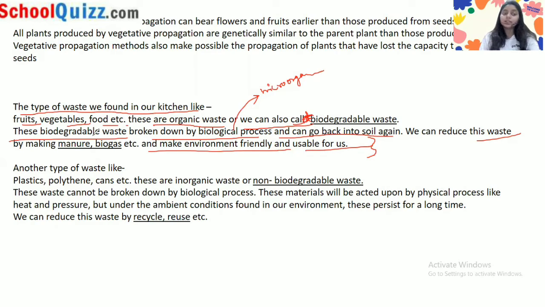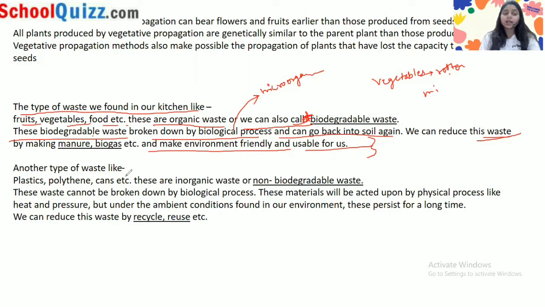So this waste is broken down by the biological process. You can see the vegetables and the peels. Peels of the vegetables, after some time they rot. So why is it rotten? Because of the breakdown by the biological process, because of the microorganisms, the bacteria, fungi, and it can go back into the soil again. We can reduce this waste by making manure and biogas. We can make manure from this biodegradable waste, right? And make it environment friendly and usable.